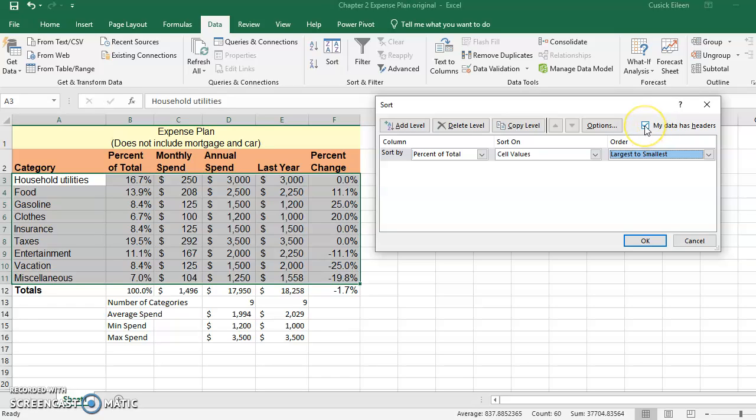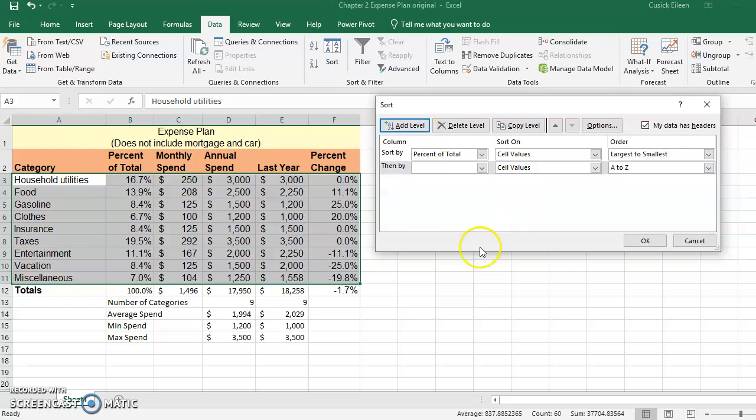But my data has headers. Totally up to you if you want your data to have headers. It's how you set up the data. Because I selected category and percent of total, because I selected row 2, I need to say that my data has headers. If I had deselected it, it would consider that row 2 to be part of the data, not labels. So I want to make certain that I accommodate for the fact that these are labels, not to be part of the sort. Now, I could add a second level or a sub-level, and this would be by clicking on the add level.